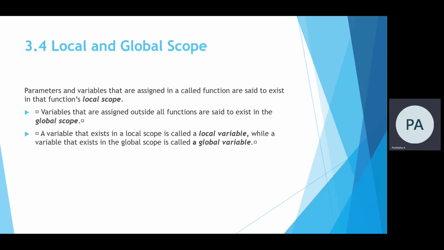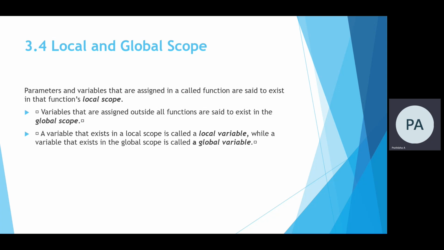In this session, we discuss local and global scope in Python. Parameters and variables that are assigned in a called function are set to exist in that function's local scope. Variables that are assigned outside all functions are set to exist in the global scope. A variable that exists in a local scope is called a local variable, while a variable that exists in a global scope is called a global variable.